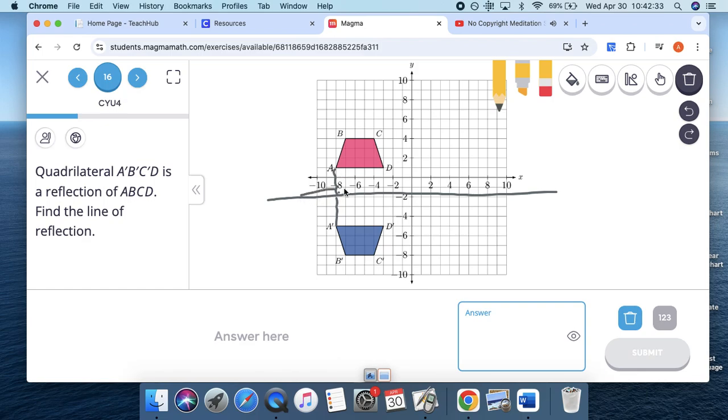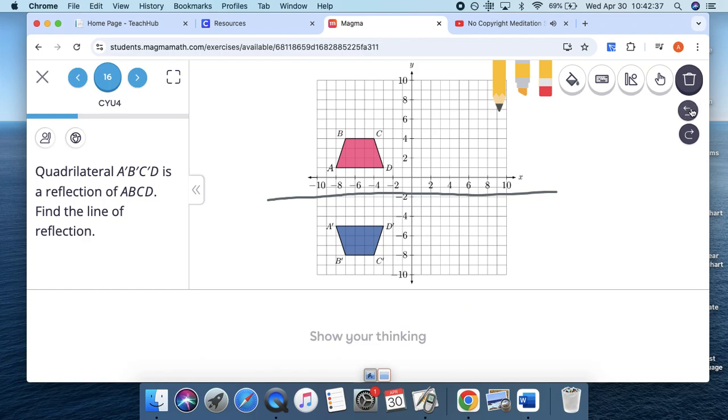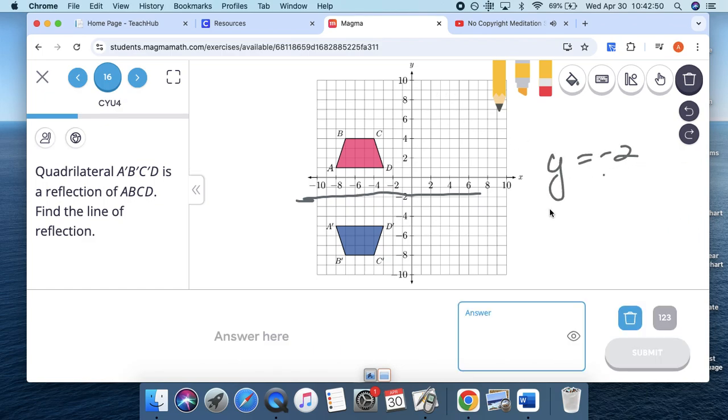So my line of reflection has to be halfway between those 2 points. So let's see, 1, 2, 3, 4, 5, 6. So my line of reflection should be halfway, right here. So let's count from A prime to the line of reflection. It's 1, 2, 3. And then from the line of reflection to A, 1, 2, 3. So my line of reflection, wait, let me make that a little prettier. My line of reflection should be this line right here. Final answer: the line of reflection is y equals -2. So y equals -2 is my line of reflection, this line right here.